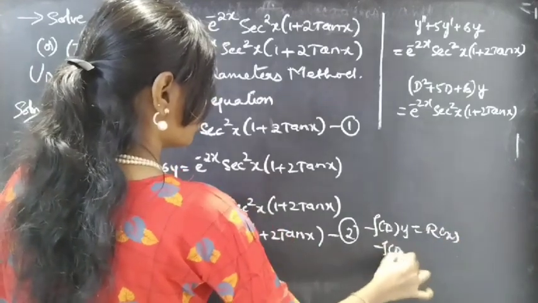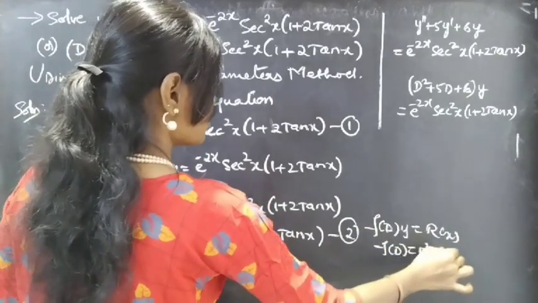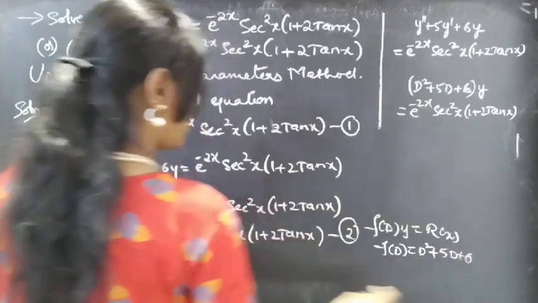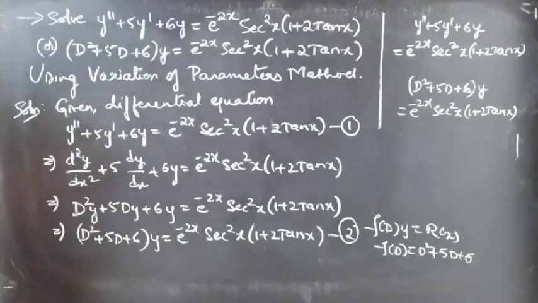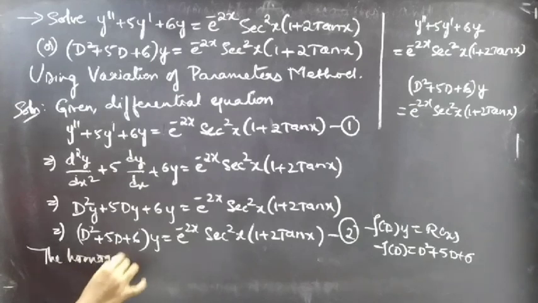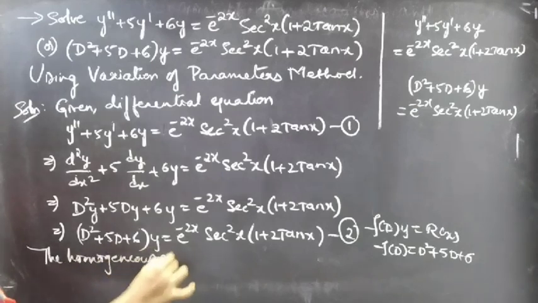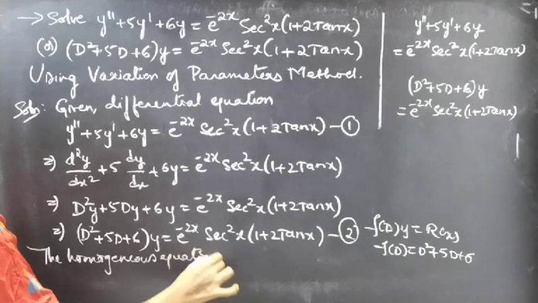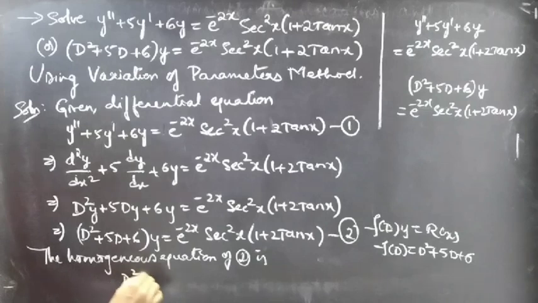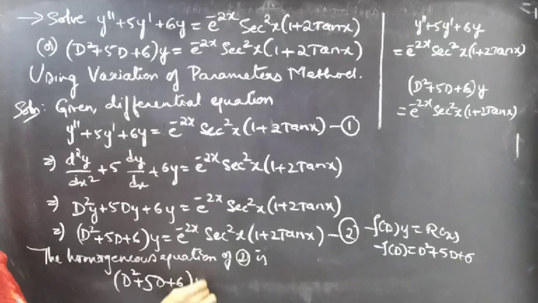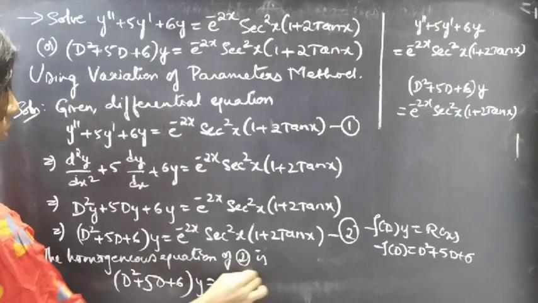Where f of D equal to D square plus 5D plus 6 and r of x equals the RHS part. Okay, now let's write the homogeneous equation of equation 2. The homogeneous equation of 2 is D square plus 5D plus 6 into y equal to 0. Consider as equation number 3.